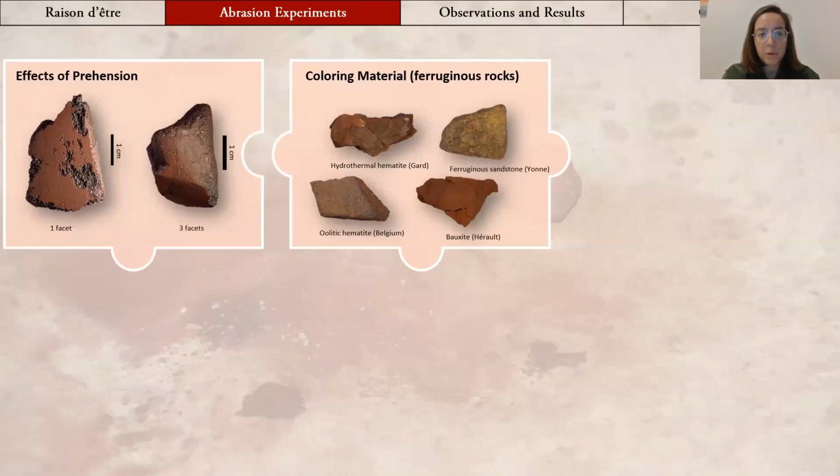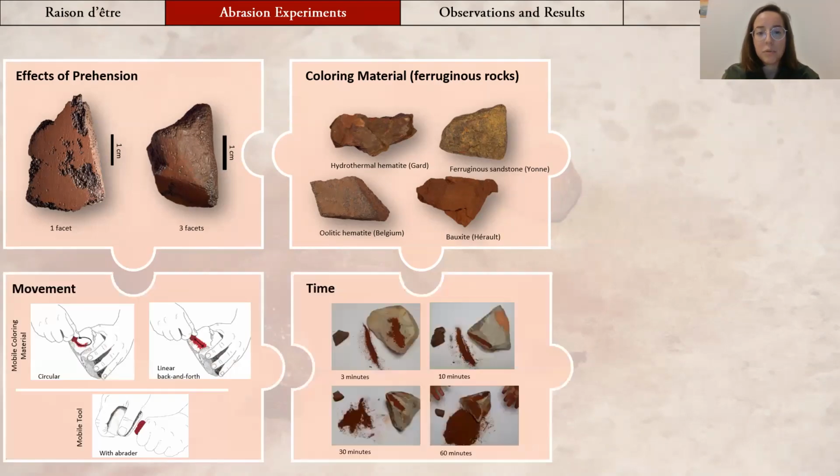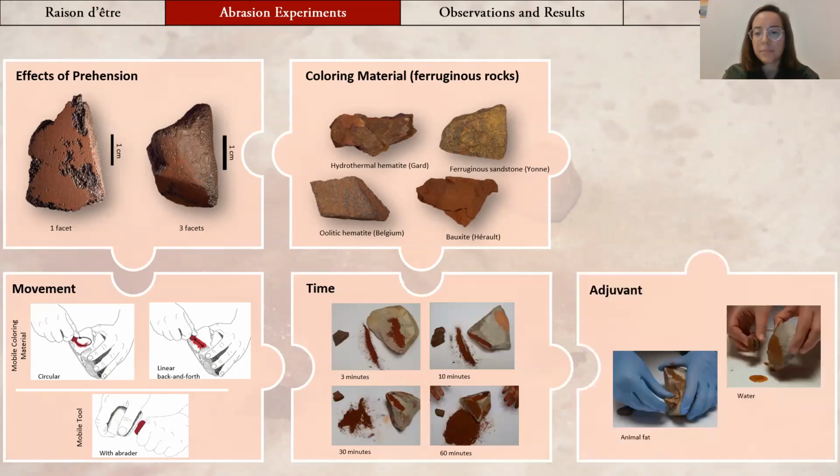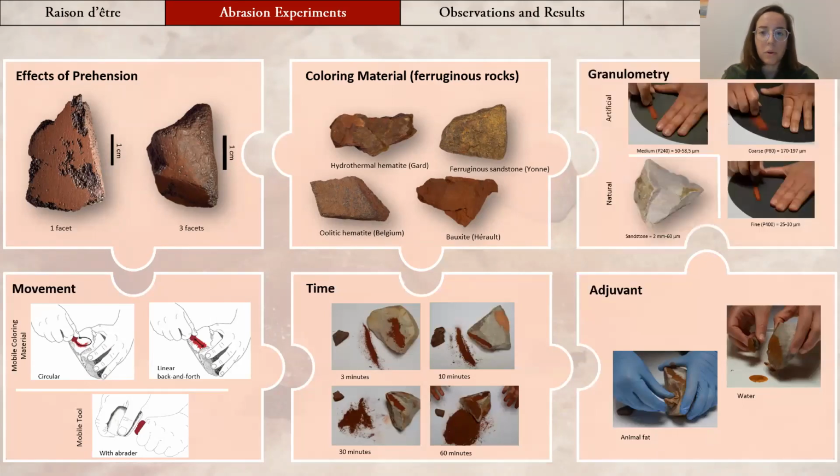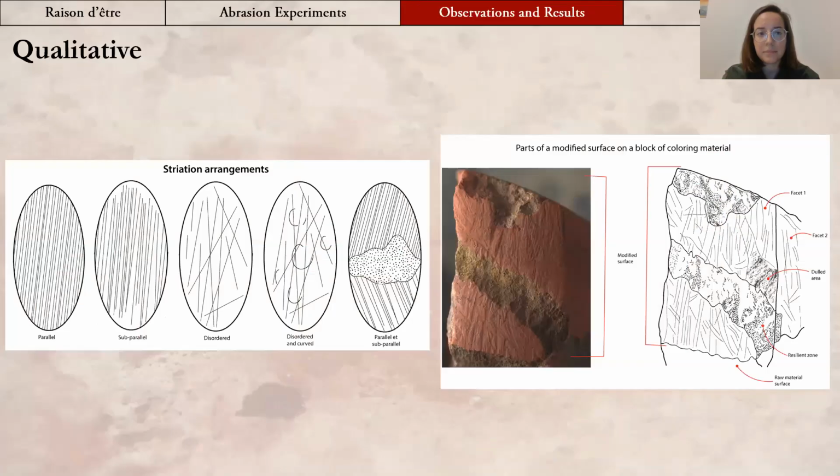So the effects of prehension were also tested during these experiments by creating 1 or 3 facets, the movements, the timing with intervals large enough to have a difference in powder production, the addition of an adjuvant, so either of animal fat or of water, and also testing the granulometry of abrasive tools by artificial means such as sanding paper or natural such as sandstone.